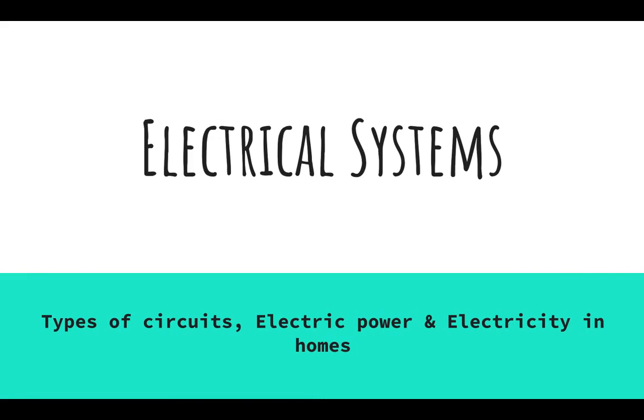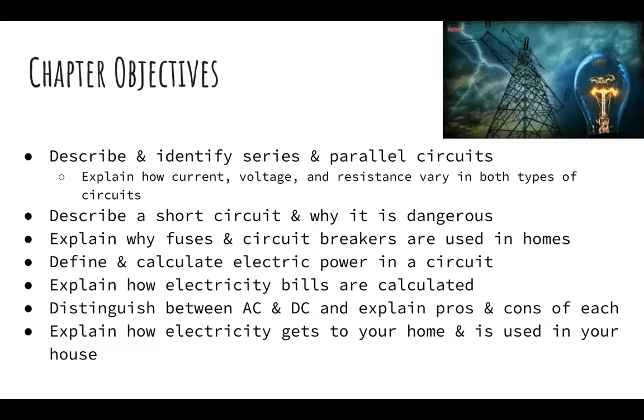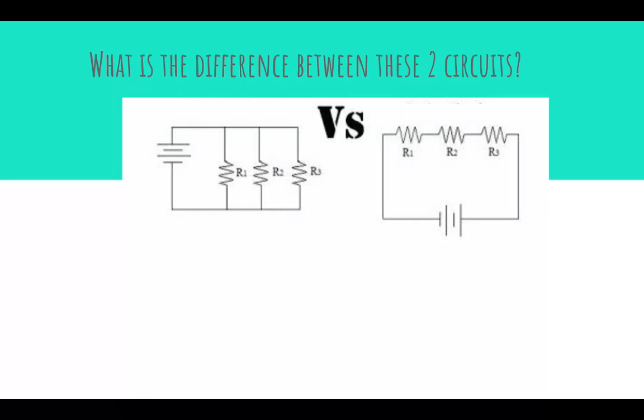We're starting a new section called Electrical Systems. Okay, looking at types of circuits, electric power, and electricity in the home. So, in this section, we'll describe the differences between series and parallel circuits, describe short circuits, fuses, circuit breakers, calculating electric power, how we figure out our electric bills, the difference between AC and DC circuits, and just how electricity gets to your home. So we're starting off with series and parallel.